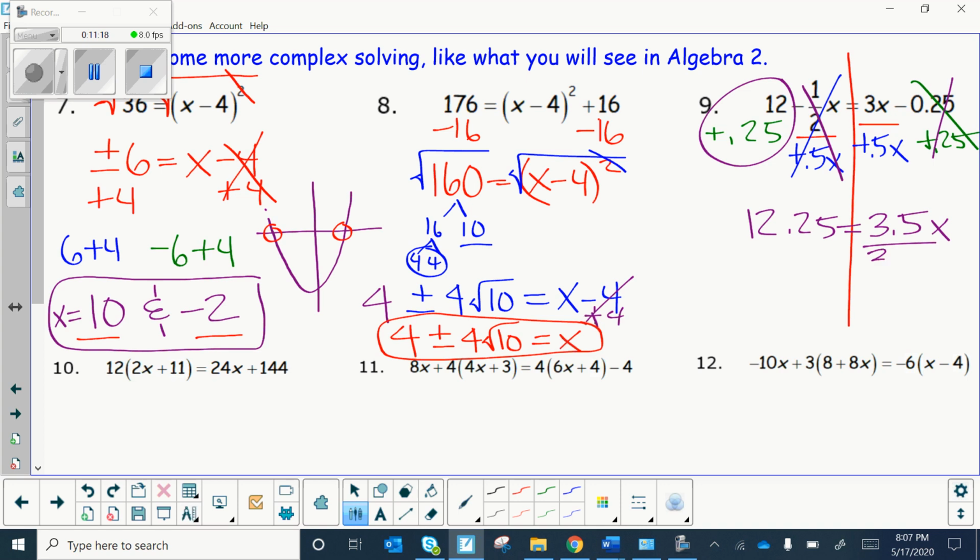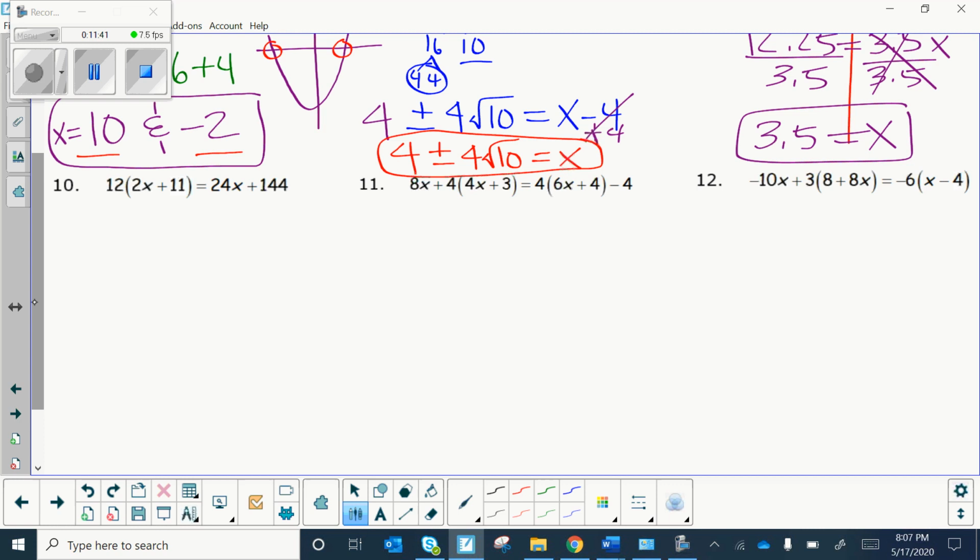Last step, divide by 3.5, divide by 3.5. X is going to equal, if you put that in the calculator, 3.5 goes into 12.25 3.5 times. So x equals 3.5. Okay, let's look at this next one down here.